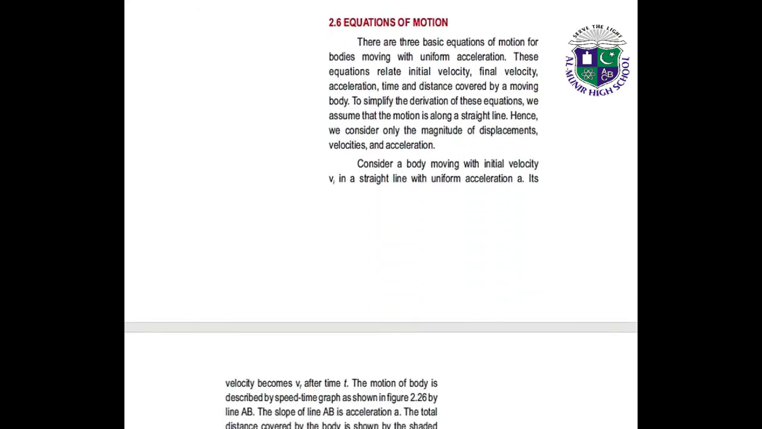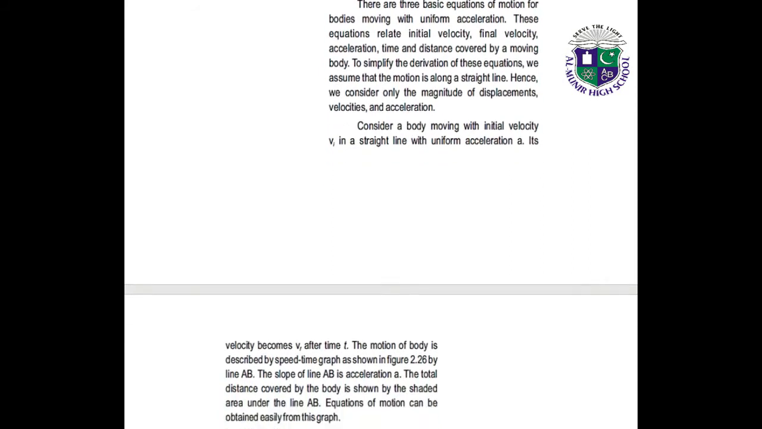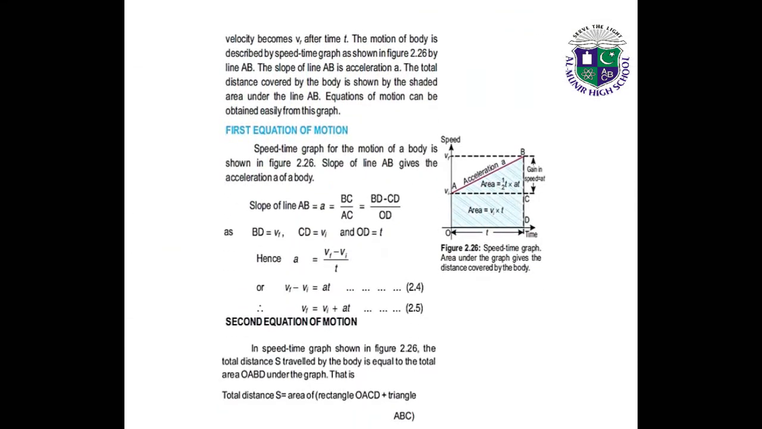Equations of motion. There are three basic equations of motion for bodies moving with uniform acceleration. These equations relate initial velocity, final velocity, acceleration, time and distance covered by a moving body. To simplify the derivation of these equations, we assume that the motion is along a straight line. We consider only the magnitude of displacements, velocities and acceleration. Consider a body moving with initial velocity vi in a straight line with uniform acceleration a. Its velocity becomes vf.